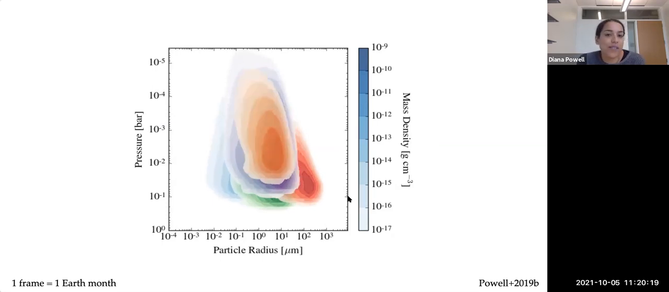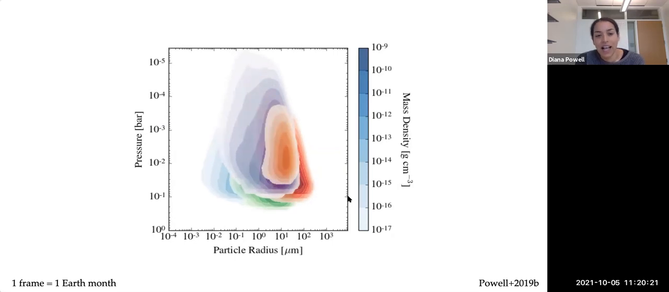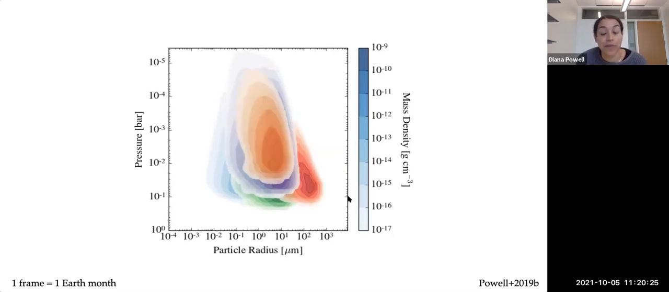And our results also tend to reach a steady state, though there's some variability in cloud properties, which may very well be real, like the climate cycles that we see on Earth or Venus. And I'm quite interested in this variability, but for the remainder of this talk, I'll be showing time average solutions.